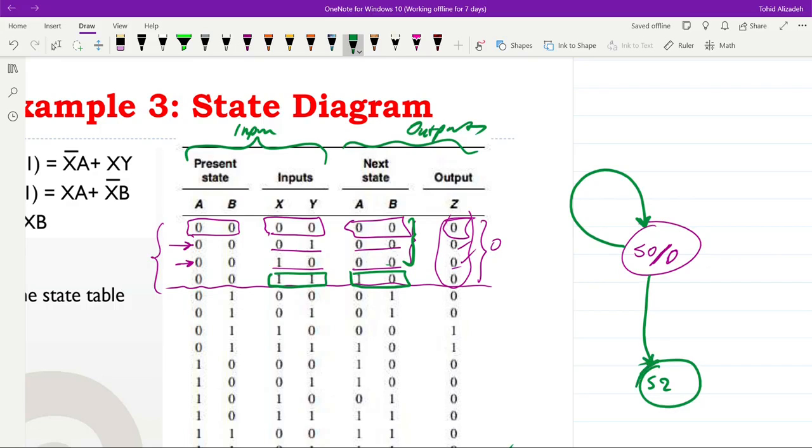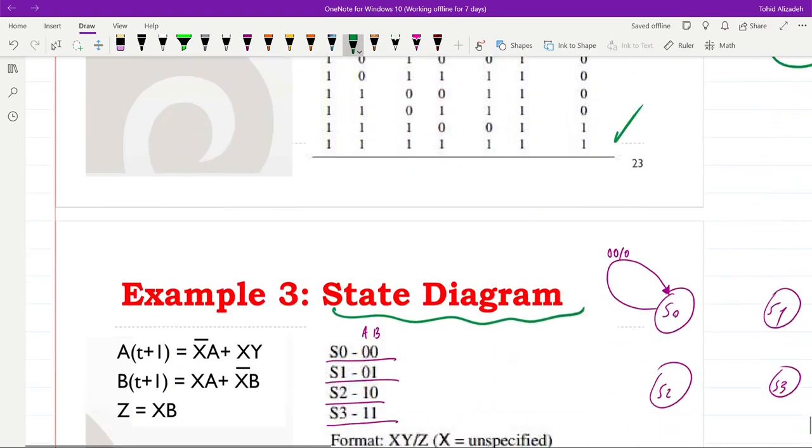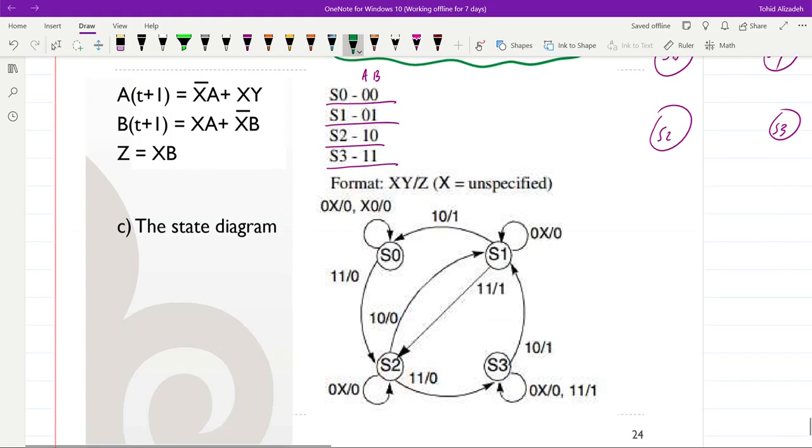So with input equal to 1, 1, we will switch to S2. Otherwise, we will remain here. And those 3 cases are here. So with 0, 0, 0, 1, and 1, 0, they will remain in the same state. And I guess you can see it here as well.